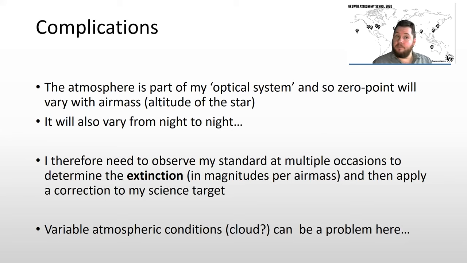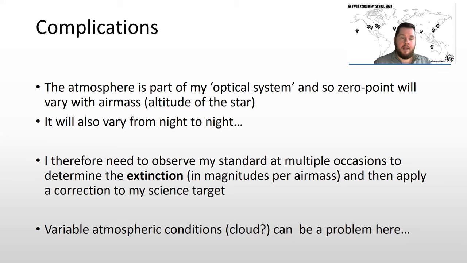So that's a problem. Problem number two is it's also going to vary from night to night, because everywhere on the Earth has weather. The atmosphere can get dustier, or there can be more cloud on different nights. So the transmission of the atmosphere is going to change to some degree from night to night, even on the same site. Okay, so this is a problem, because if I want to observe my target star and my standard star in two different parts of the sky, then the air mass, the altitude of those two stars, is going to be different. So I'm not comparing like with like.